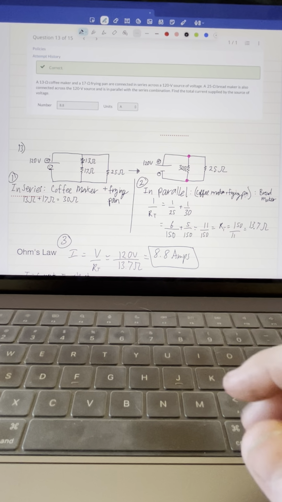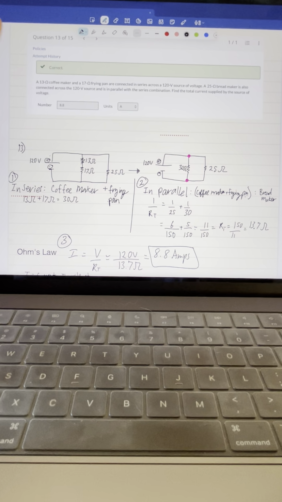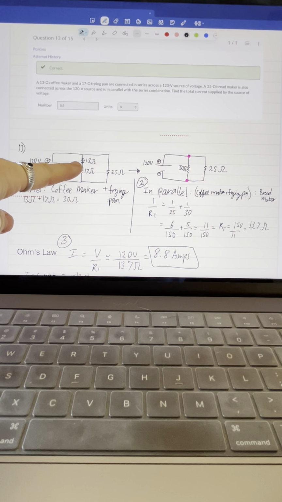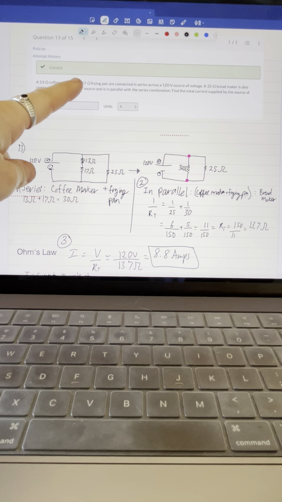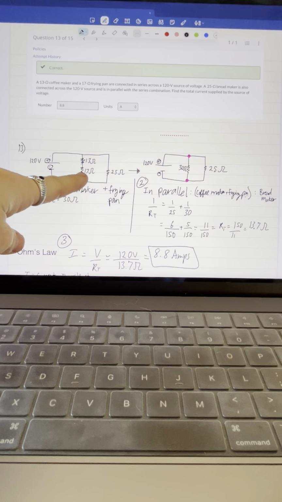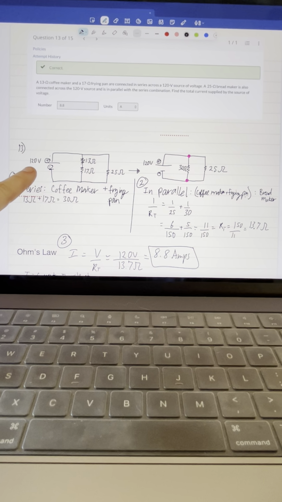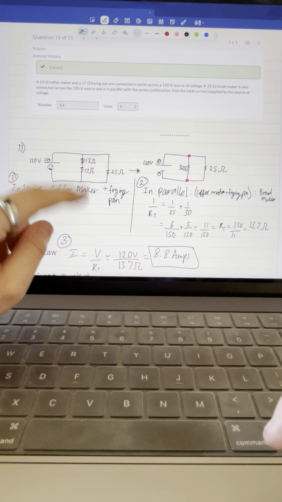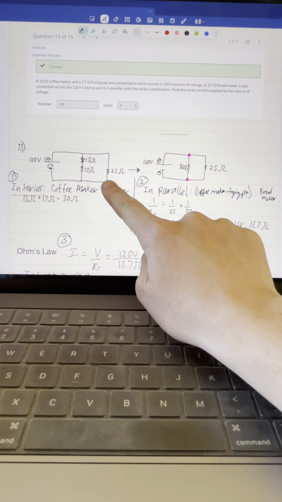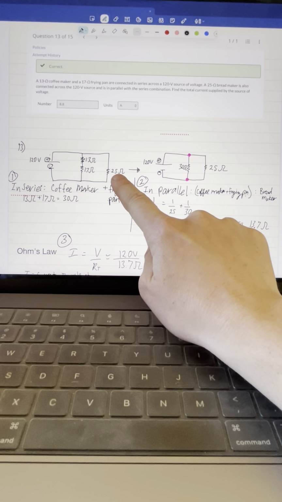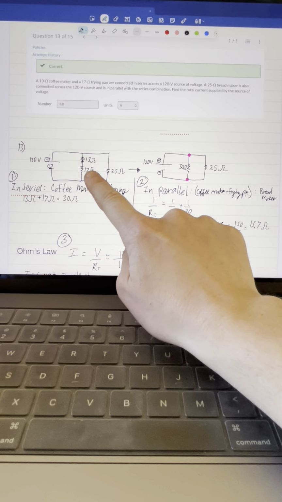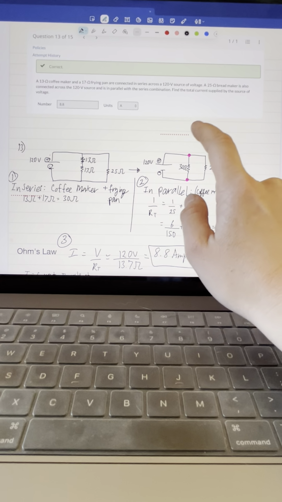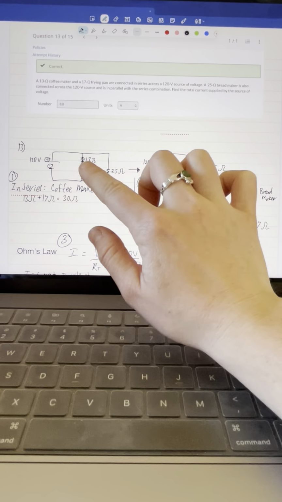Hello, for the second problem, I chose question number 13, and it states: a 13 ohm coffee maker and a 17 ohm frying pan are connected in series across a 120 V source of voltage. A 25 ohm bread maker is also connected across the 120 volt source and is in parallel with the series combination. Find the total current supplied by the source of voltage.